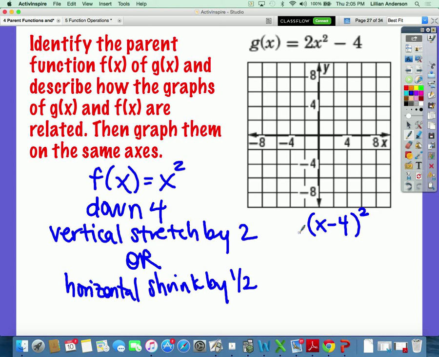The only time accepting both answers would not work is if you had something like this and the 2 was clearly on the outside, or if you had absolute value and the 2 was clearly on the inside. Okay?